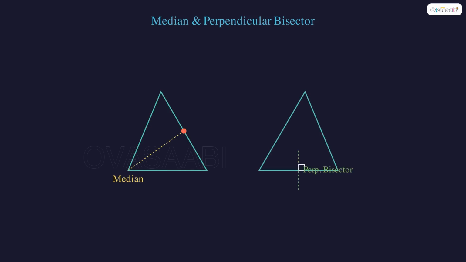A median goes from a vertex to the middle of the opposite side. A perpendicular bisector cuts a side in half at a right angle, like slicing fufu exactly in 2.